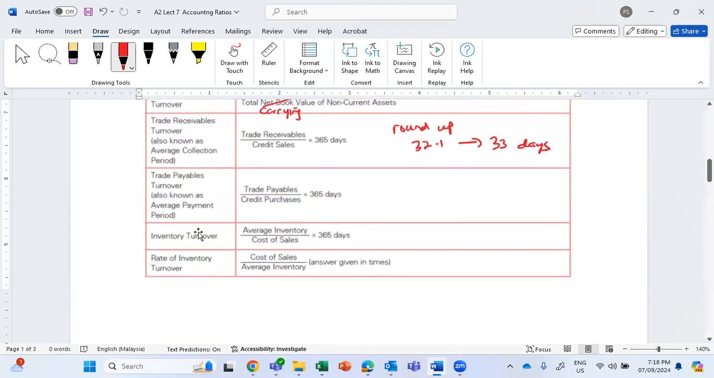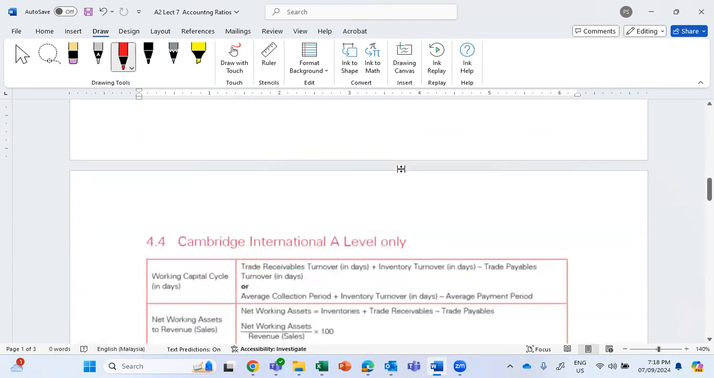Okay, then we have inventory turnover. So this is the formula, average inventory over cost of sales times 365, right? And then you have rate of inventory turnover, which is cost of sales over average inventory. So the answer is given in number of times, okay? So yeah, this is what you learned in AS.